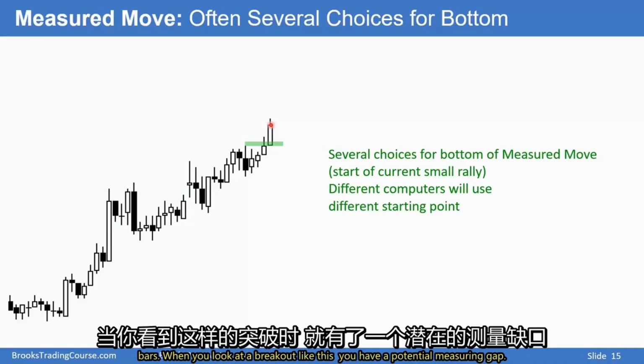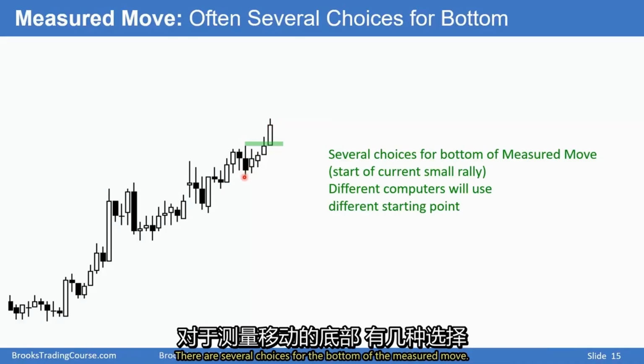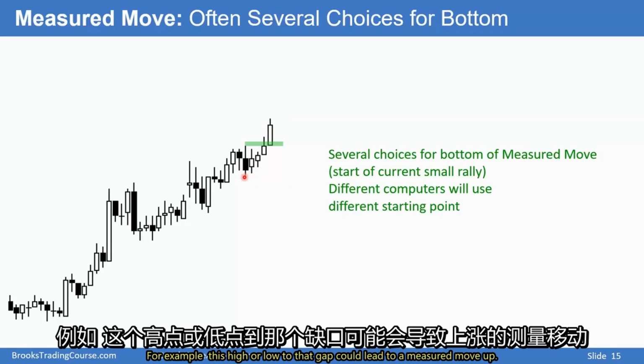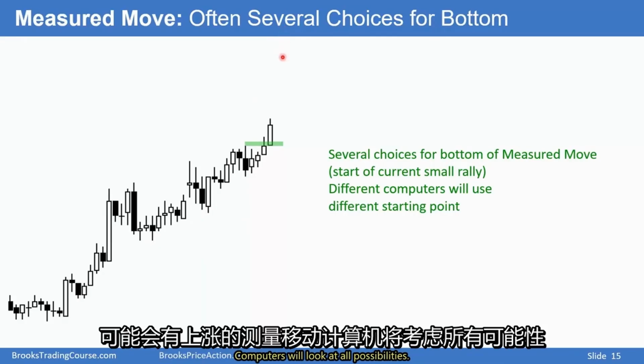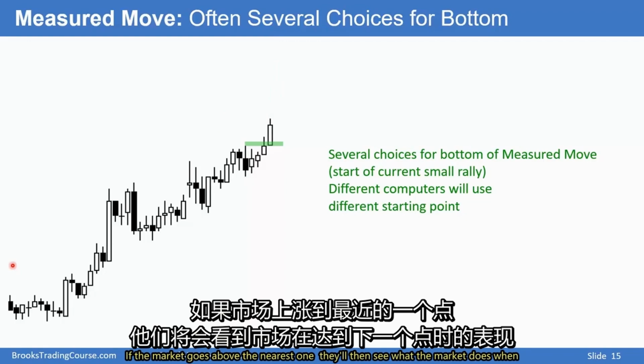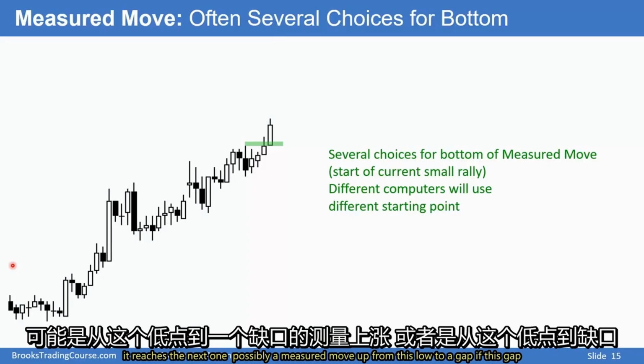When you look at a breakout like this, you have a potential measuring gap. There are several choices for the bottom of the measured move. For example, this high or low to that gap could lead to a measured move up. This low, maybe even that low, breakout point, possibly measured move up. Computers will look at all possibilities. If the market goes above the nearest one, they'll then see what the market does when it reaches the next one.